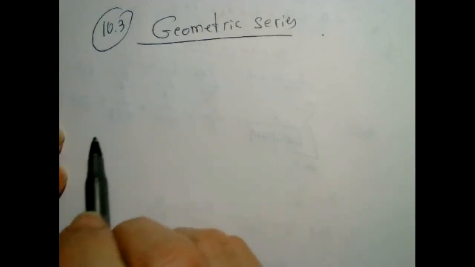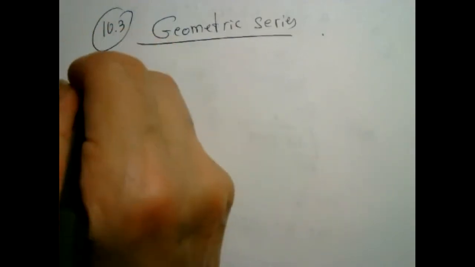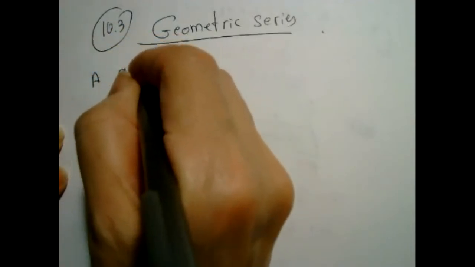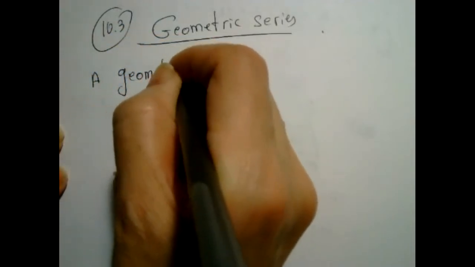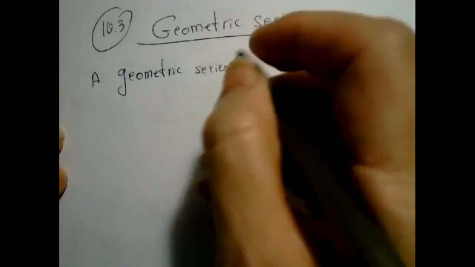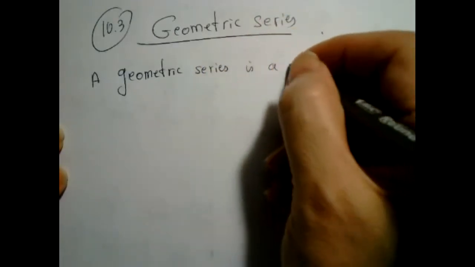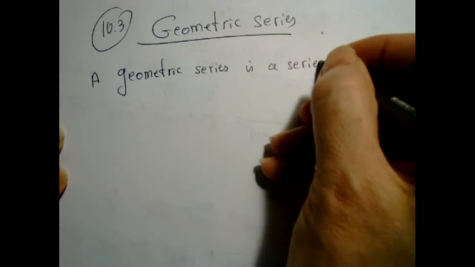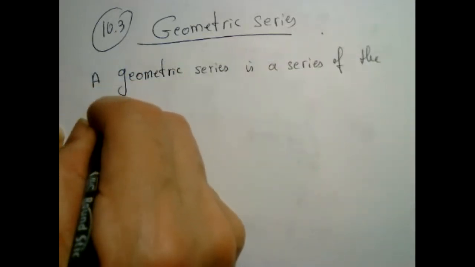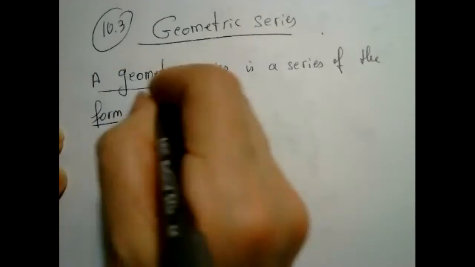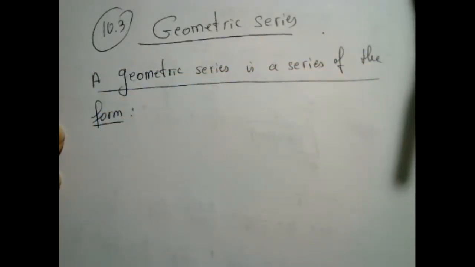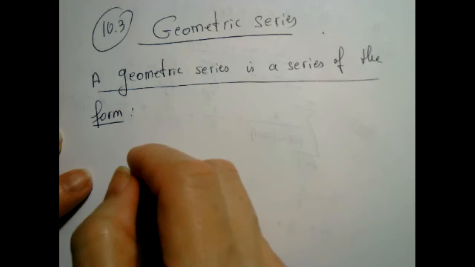So what's a geometric series? A specific type of series. So a geometric series is a series of the following form. It's a very specific type of series. So how are the terms of the series? Series of the form like this.